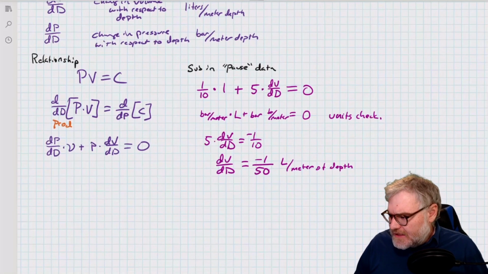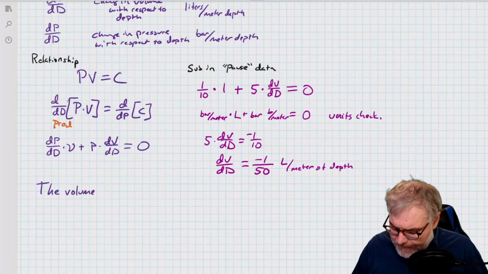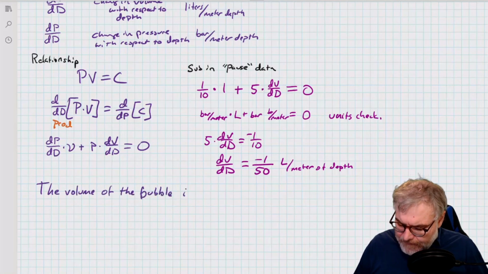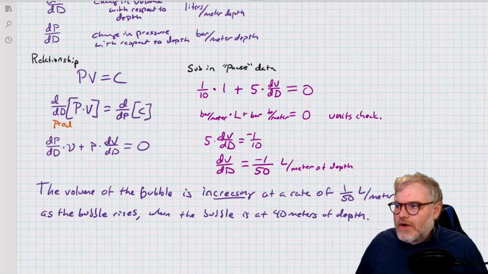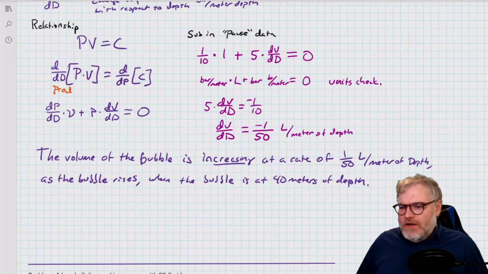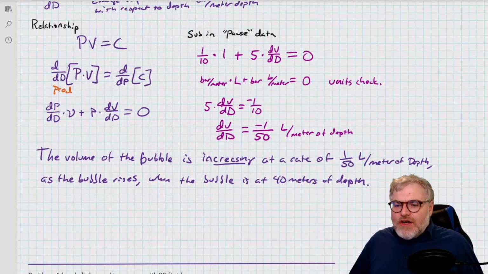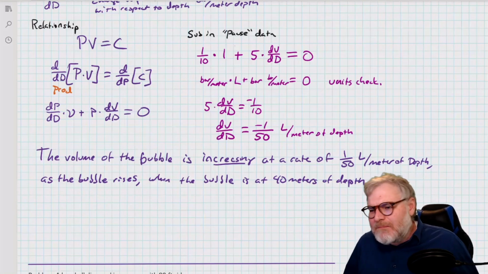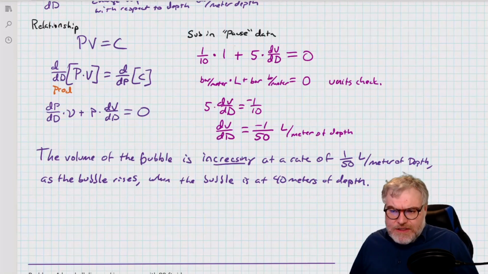And so what I'm going to say is this. I'm going to say that the volume, because the bubble's going up, right? So the volume of the bubble is increasing. So notice what I did. I imposed my interpretation on the problem. I said the volume of the bubble is increasing at a rate of 1 over 50 liters per meter of depth as the bubble rises when the bubble is at 40 meters of depth. I could have also said the bubble is decreasing in size as the depth increases, but the bubble's going up, not down. So I said it this way. You can say it how you want to as long as it's a valid interpretation of the problem.